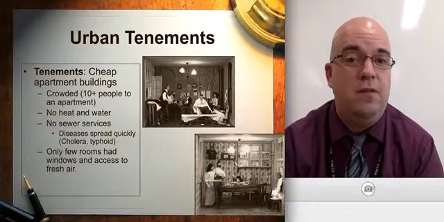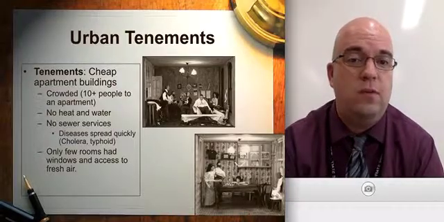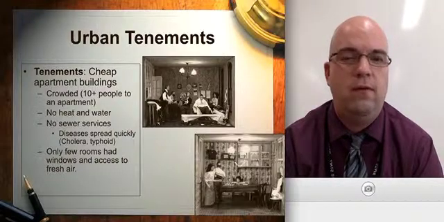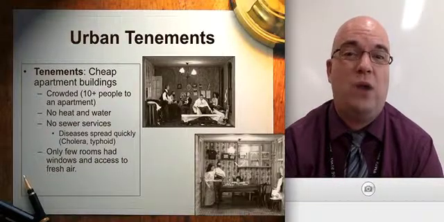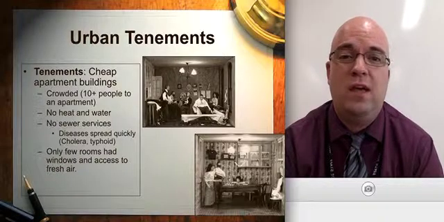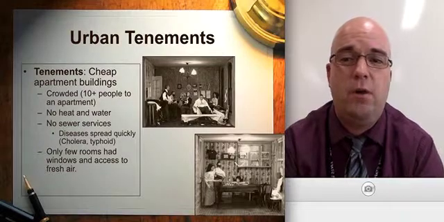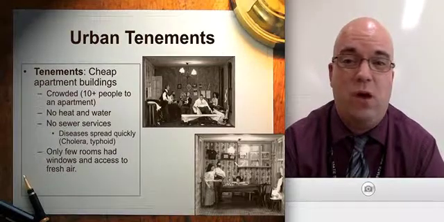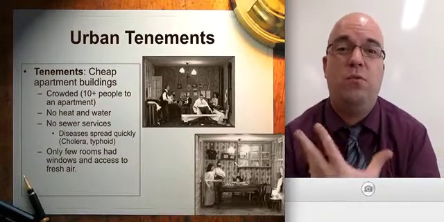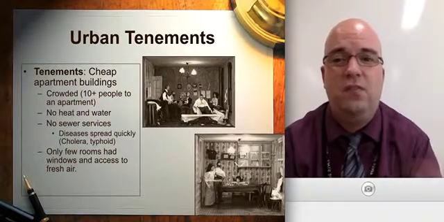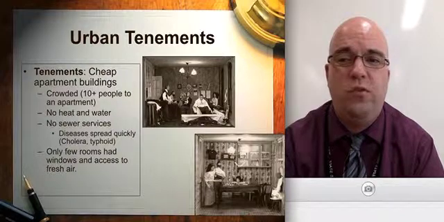Many of the apartments that workers lived in, as we discussed in our immigration unit, were buildings called tenements. They were very cheap apartment buildings. They were very crowded. You might have anywhere between 10 to 18 people living on the floor that you're living on in your apartment. They didn't really have running water and heat initially. That would improve as we get into the 1900s, but definitely in the late 1800s, there's not a lot of heat. No sewer services.